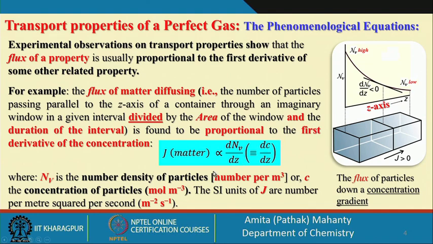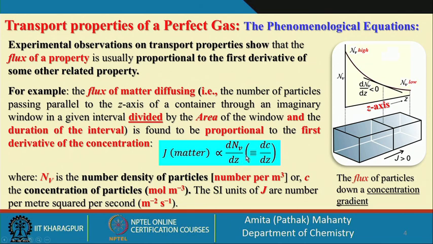Okay? So what we have summarized is the flux of matter which is associated with the diffusion process. The flux of matter is the number of particles passing parallel to the z axis of a container through an imaginary window in a given time interval, divided by the area of the window and divided by the duration of time. This is defined as the flux. This flux is going to be proportional to the first derivative of concentration. Okay, so if I talk in terms of the number of particles, that is the number density we are talking about. It is the total number of molecules contained in the total volume of the gas. Okay, so this is the number density NV. The change of number density with distance is dNV/dx.